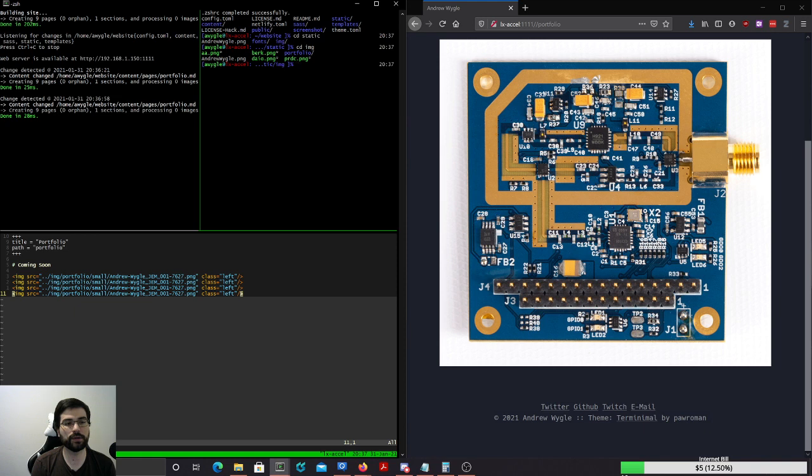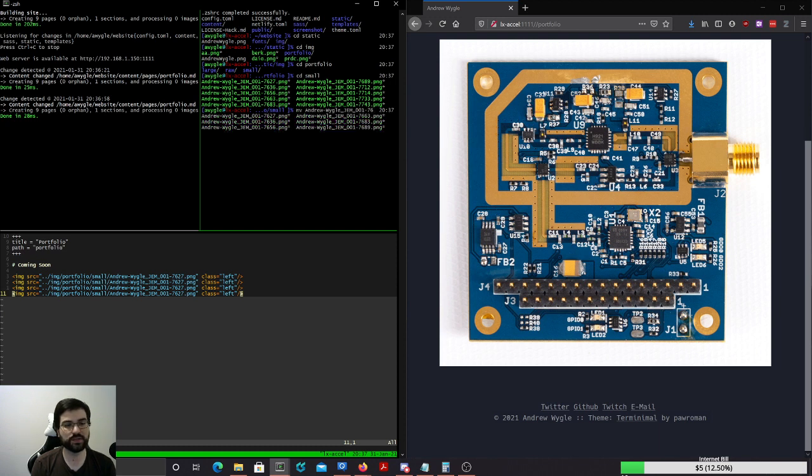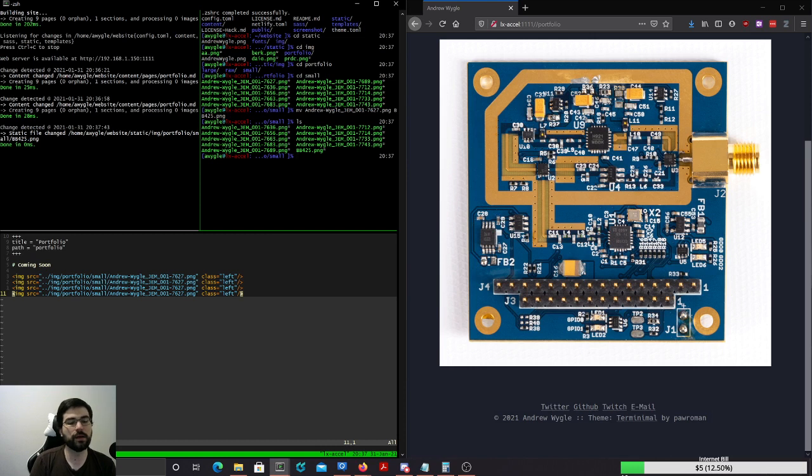Static, image, portfolio, small. Okay, so this is 7627. So this is the BB425 radio, which honestly is not a very good... It's a board that I worked with and worked on and worked near, but I didn't design it. So it's maybe not the best thing to have in my portfolio, but I'll tell the story of it in the text under the image once I get that working.